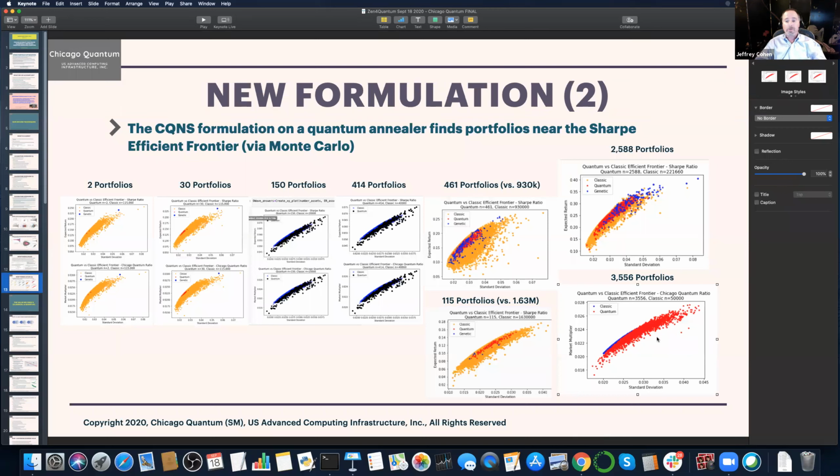And we're not random. Just to prove it, 30 quantum portfolios versus 115,000 Monte Carlo: the red are grouped right on that efficient frontier. This is not a random solver. This is like a knowledgeable solver that's going right for the best answers all the time. And that gave us a lot of confidence.